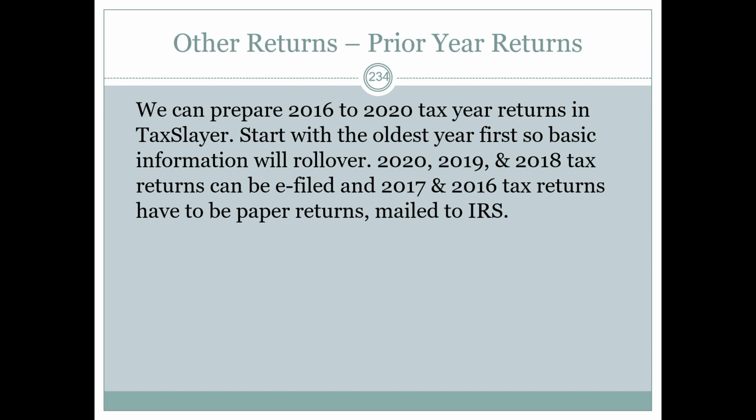So 2020, the current year, 2019 and 2018 tax returns can still be e-filed. So we're able to submit those electronically to the IRS. But 2017 and 2016 tax returns have to be paper returns. So the tax client will have to print, sign, and mail those to the IRS.